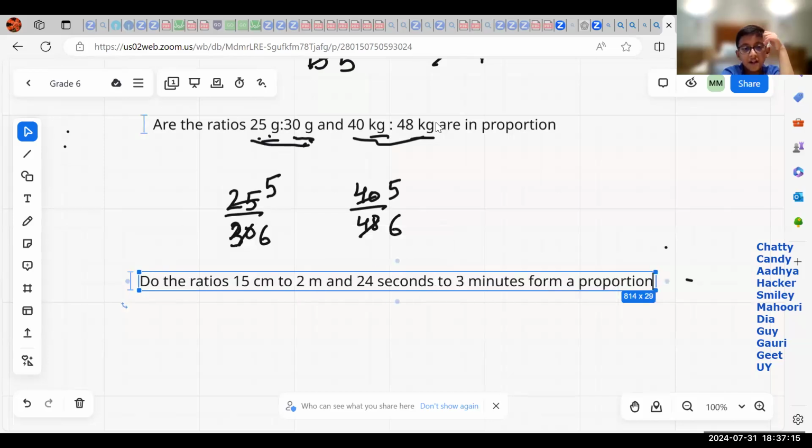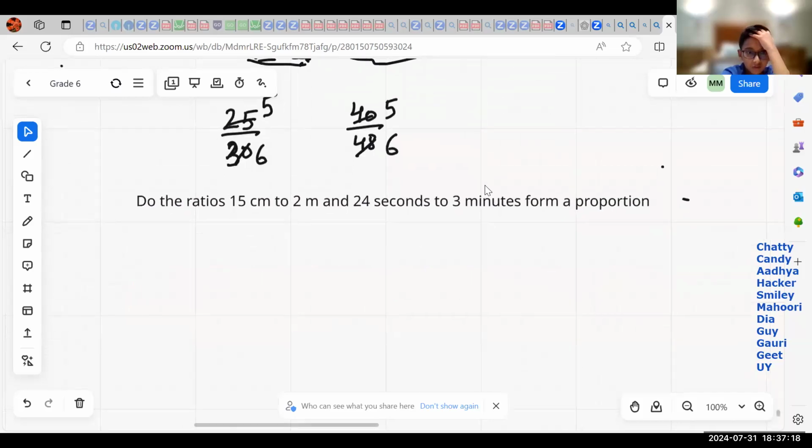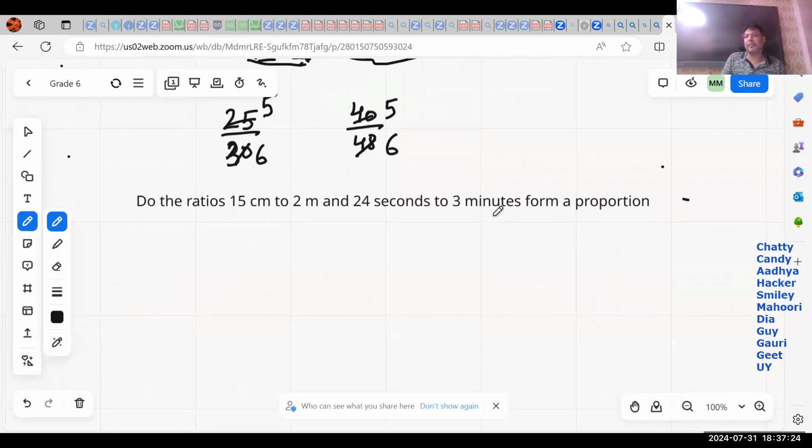How do we do centimeter and meter? I didn't understand this question. Beta, try once. Sir already gave you the hint in the previous question. 1 meter is equal to 100 centimeters, right? Yes, 1 meter is 100 centimeters.